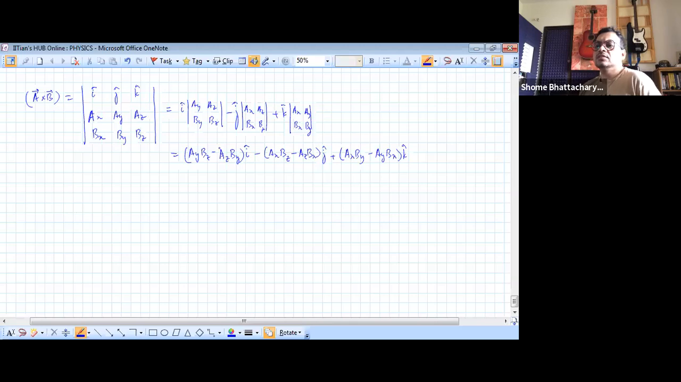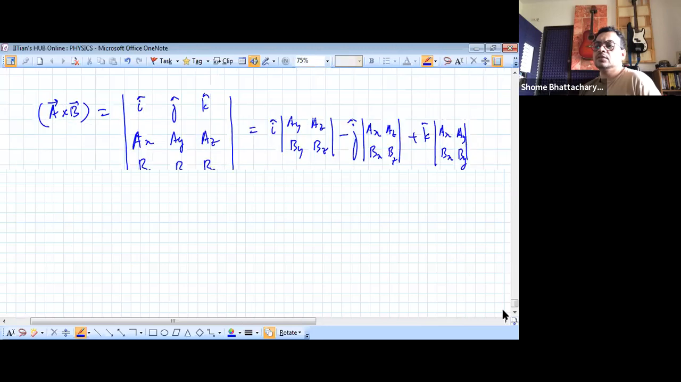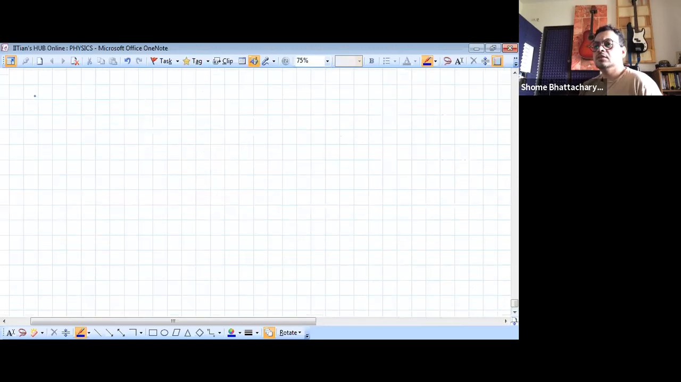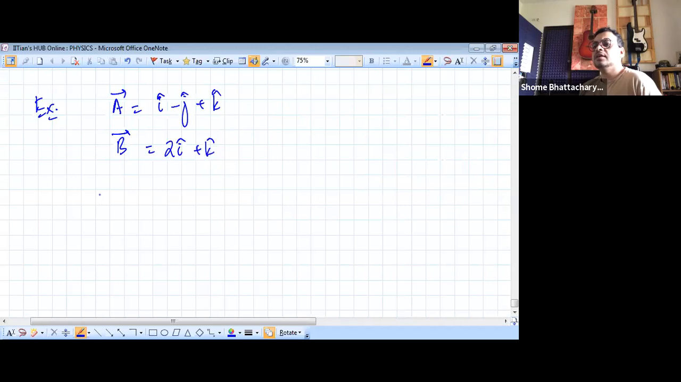Okay, so let's understand this with an example. So you don't need to memorize this formula actually. You need to understand how to solve this determinant. That's all. Okay. That's the easy thing over here. So for example, if we have the vector A as i cap minus j cap plus k cap, and I have the vector B as 2i cap plus k cap. And I ask you find A cross B, okay, and find magnitude of A cross B.